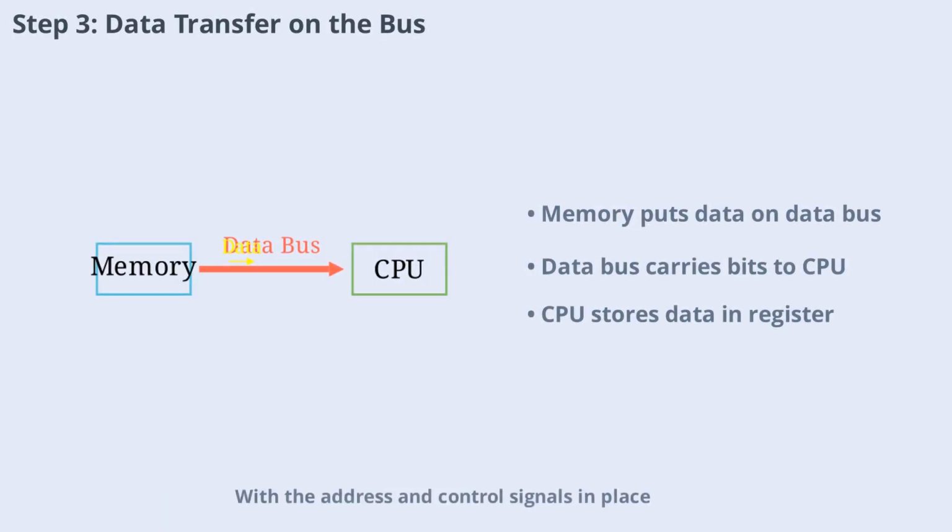With the address and control signals in place, the memory places the requested data onto the data bus. The data bus is a set of wires that physically carries the bits from memory to the CPU. This transfer happens rapidly, but only when the bus is free and the control signals allow it. The CPU then captures the data and stores it in the appropriate register for immediate use.